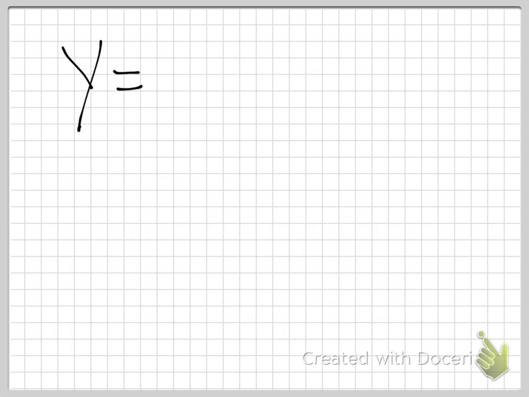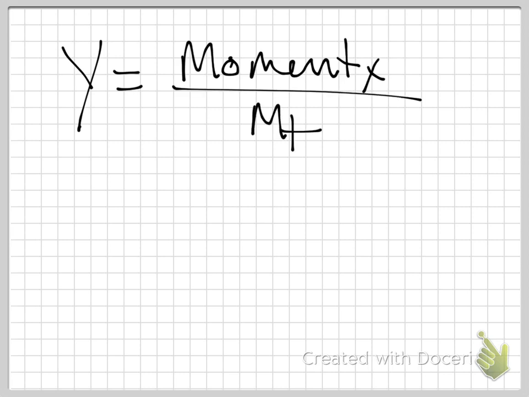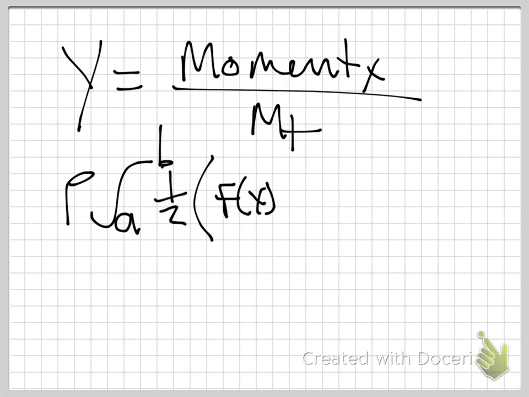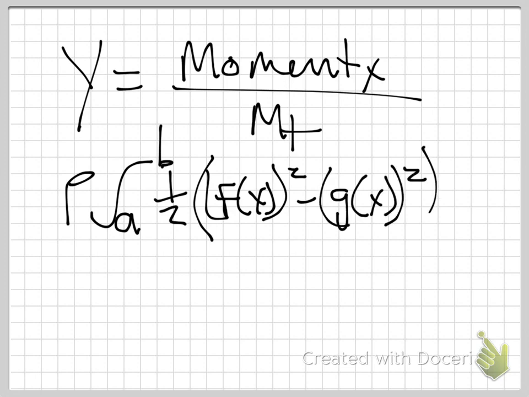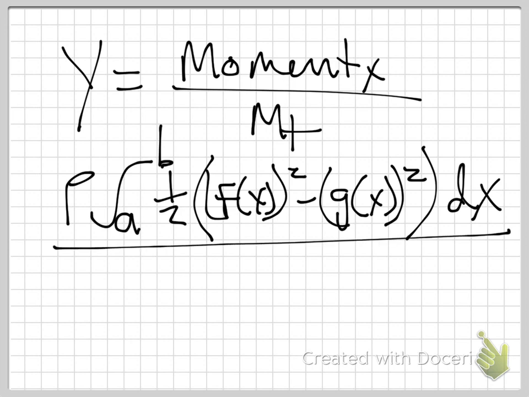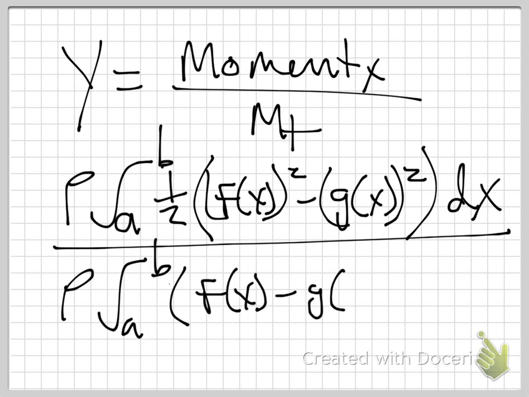For y, we'll have the moment in the x direction divided by the total mass, and that'll look something like this. We'll have the density outside the integral again. We'll go from a to b. We have 1/2 times the quantity f of x squared minus g of x squared with respect to x, and we'll simply divide that by the total mass. Take the density outside because we're assuming it's constant. a to b times the quantity f of x minus g of x with respect to x, like that. And again, the densities will cancel out as so.